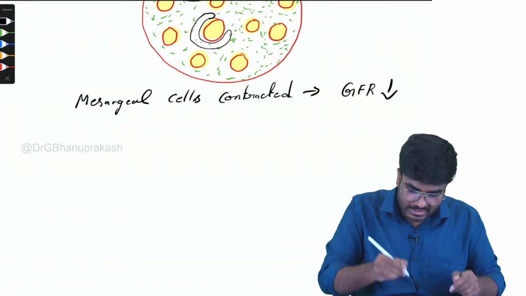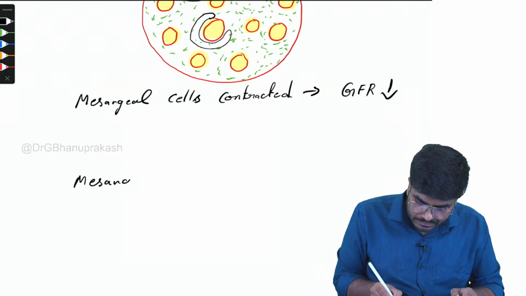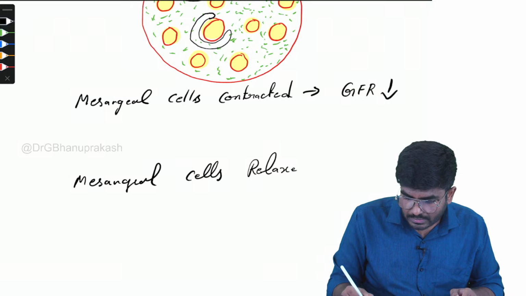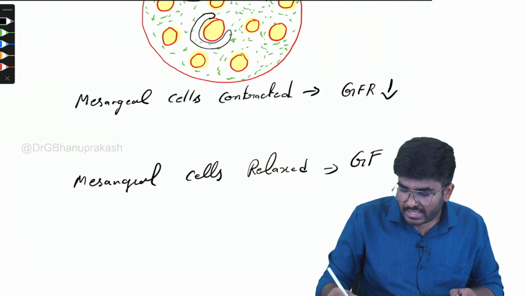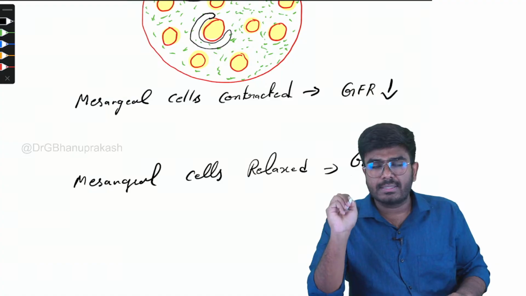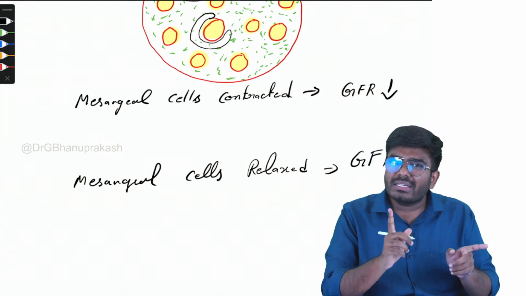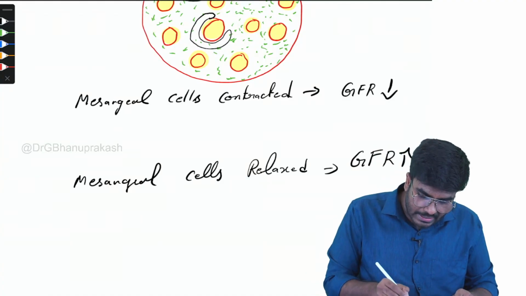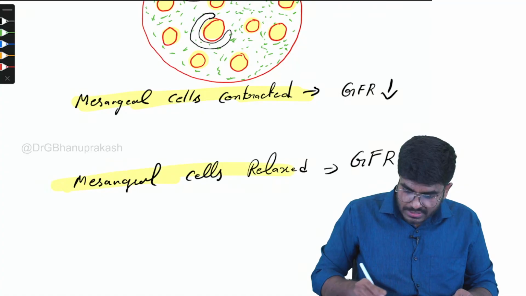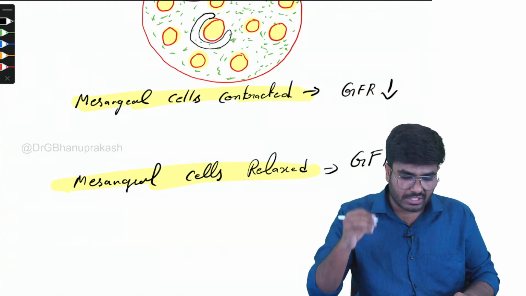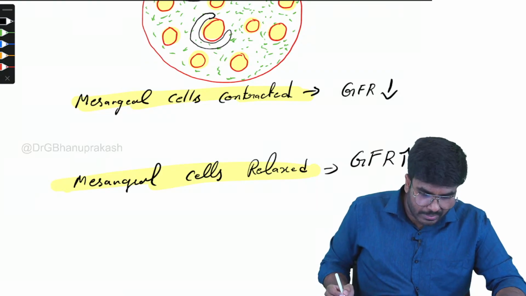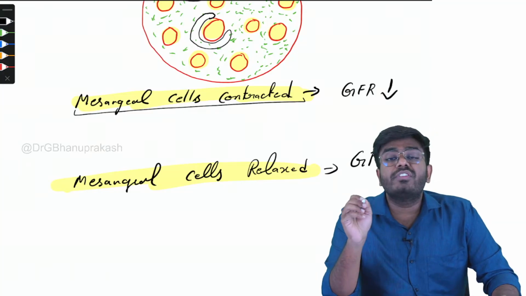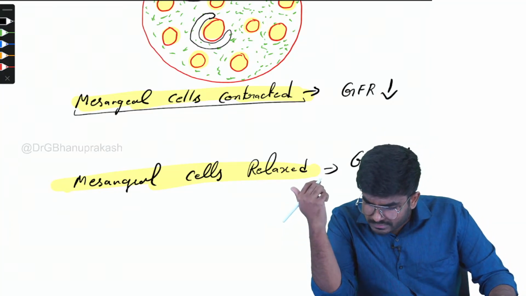The same is vice versa. If mesangial cells are relaxed, what happens to GFR? GFR is going to increase. Now my question is, what are the chemical substances which will cause mesangial cell contraction, and what are the substances which will cause mesangial cell relaxation? See, mesangial cell contraction and relaxation, it's under the control of anyone? Substances which will cause mesangial cell contraction, anyone?